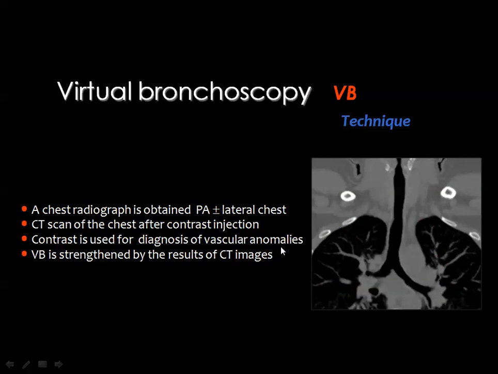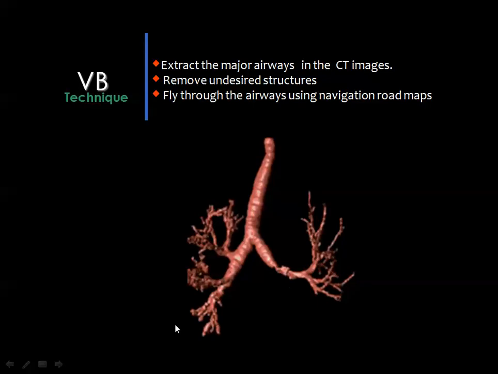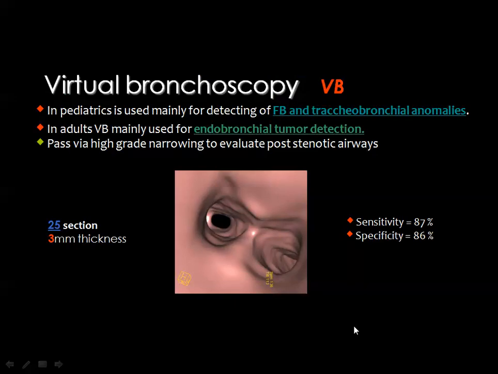Actually, the technique provides you some reconstructed images for the trachea and the main bronchi, and these images are valuable for evaluation of tracheal stenosis or strictures post-tracheostomy or any abnormalities in the caliber of the trachea. Also, the virtual endoscope is very good in evaluation of suspected foreign body inhalation in the pediatric age group, while in adults it is mainly directed for evaluation of bronchial invasion by bronchogenic carcinoma.